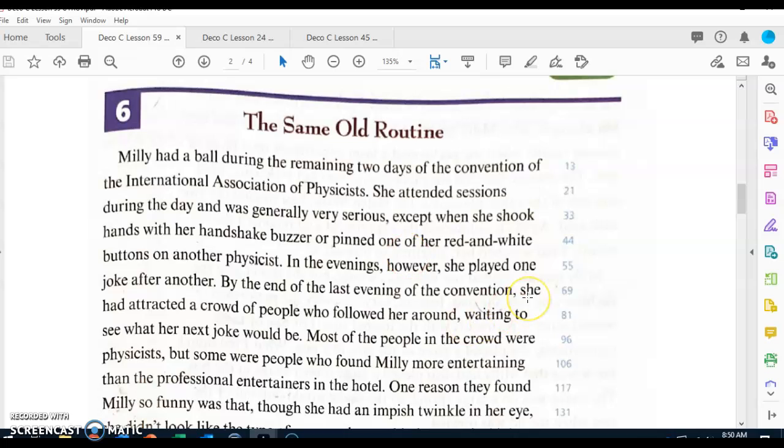Now let's go ahead and start with part 6, boys and girls. We're about to read the story. Make sure we're following along, paying close attention. Millie had a ball during the remaining 2 days of the convention of International Association of Physicists.